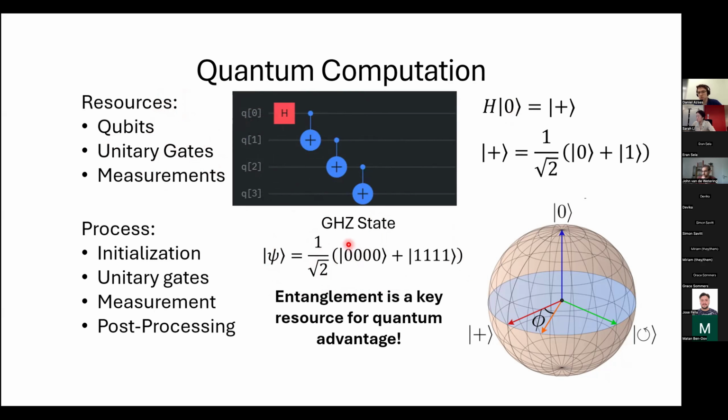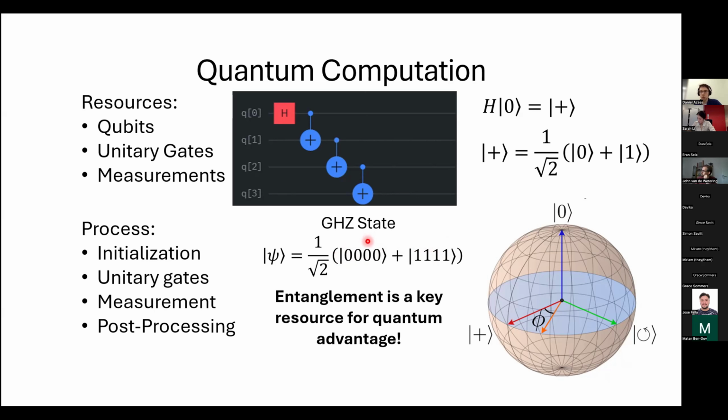So here, if we measure, for example, the first qubit, it may be zero or one. The moment that we measured it, all the other qubits will follow to be zero or one. So this is actually the process here. So just to give a short overview.